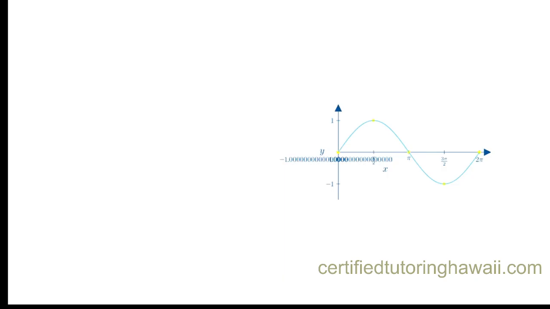Since the function is periodic, to sketch a longer graph, you would just repeat this 2 pi long cycle over and over again to the left and to the right. And that's how you construct the graph of the sine function from its fundamental points.